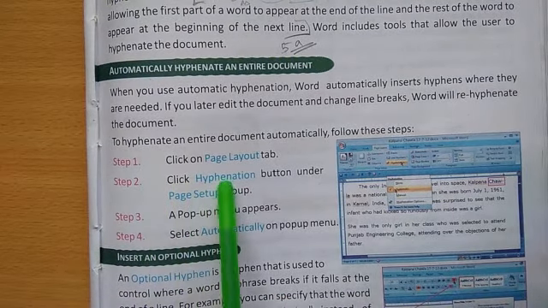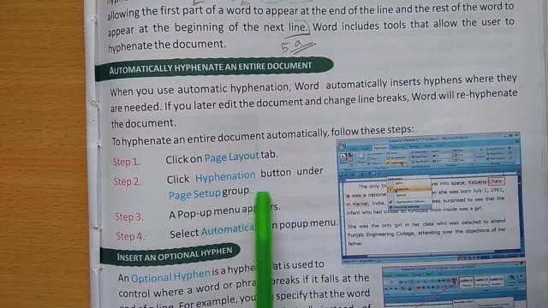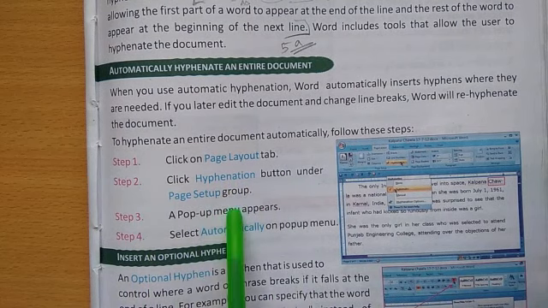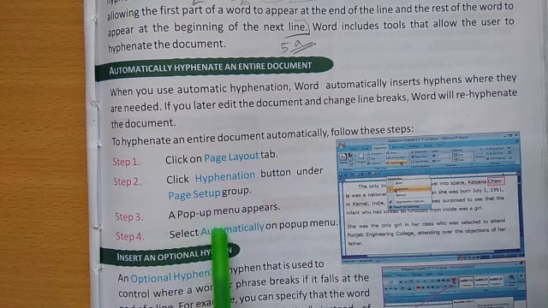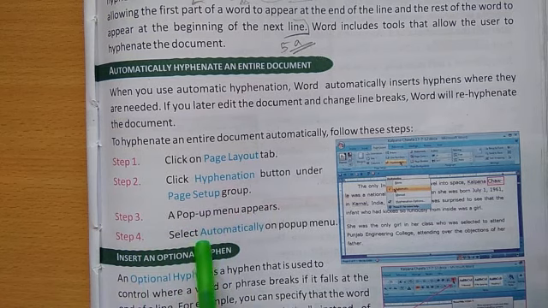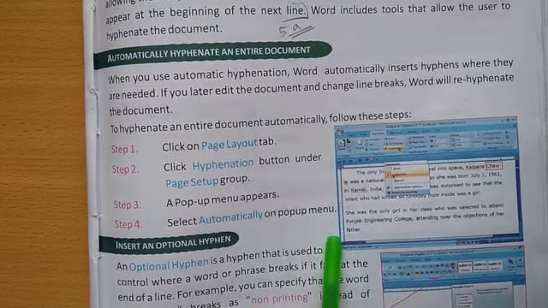Step number 1, click on the Page Layout tab. Step 2, click the Hyphenation button under the Page Setup group. And step number 3, a pop-up menu appears. Step number 4, select Automatic on the pop-up menu.